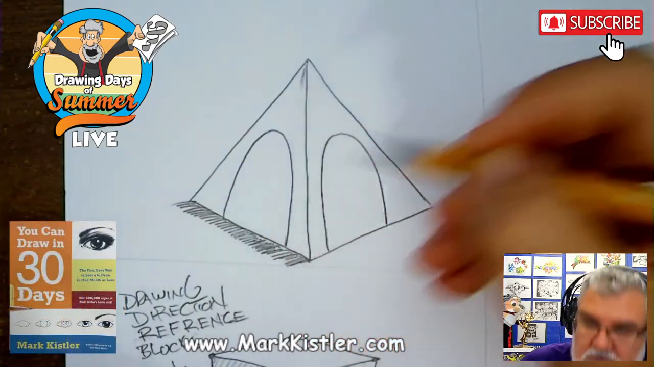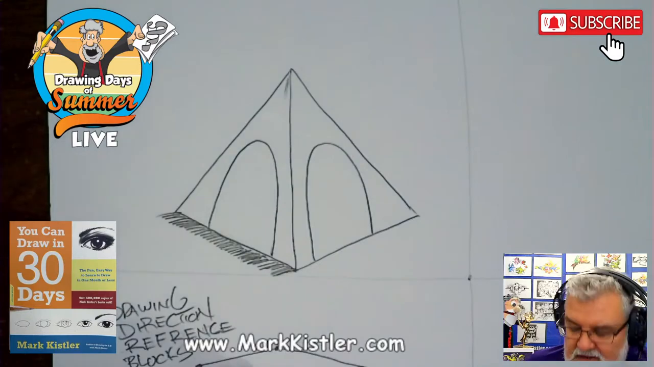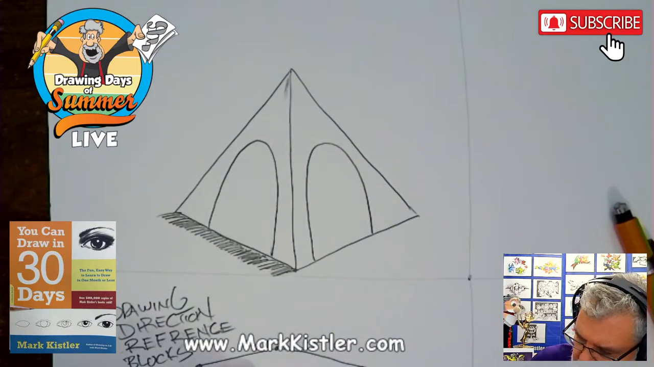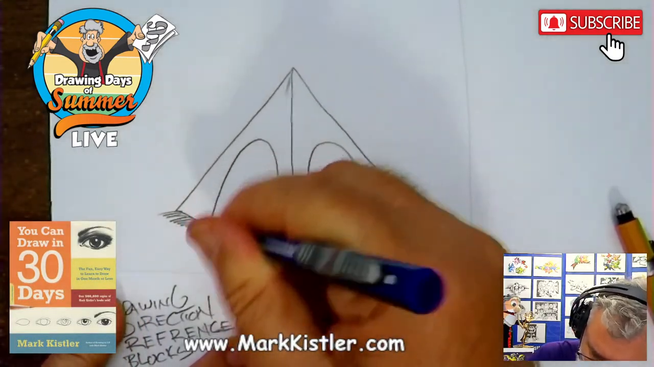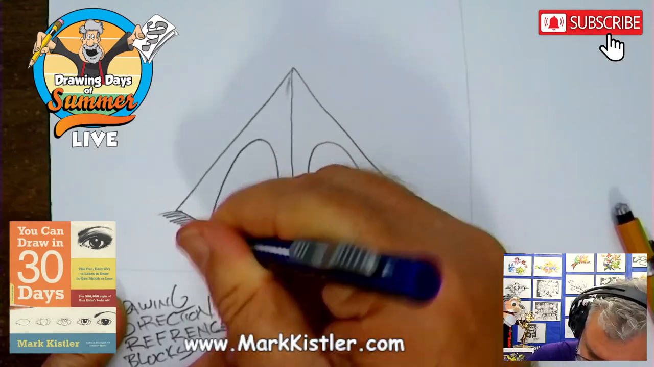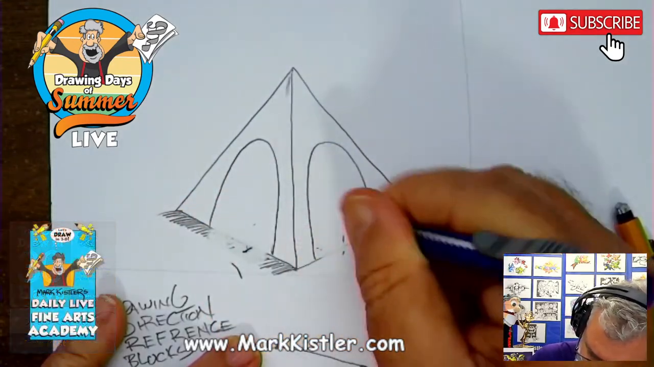So now I'm going to put, look at this. I'm going to put the archway here. I'm going to put doorways here. So now watch what I'm going to do here. I'm going to go back here. I'm going to erase this because I want to put that doorway thickness here. Look at this. That's all right.